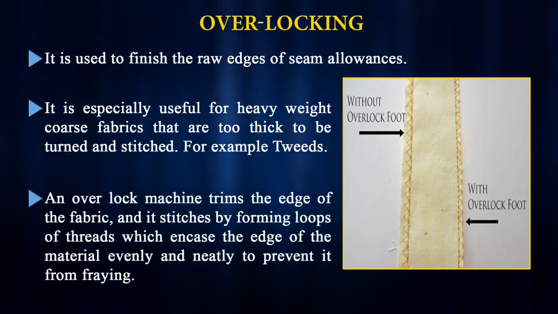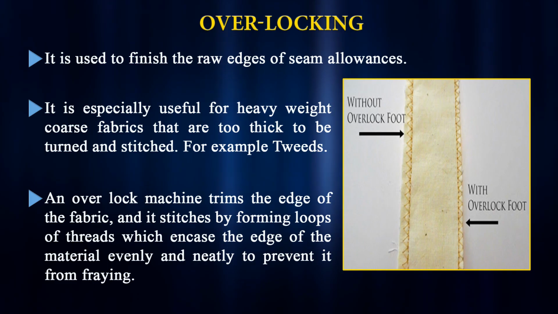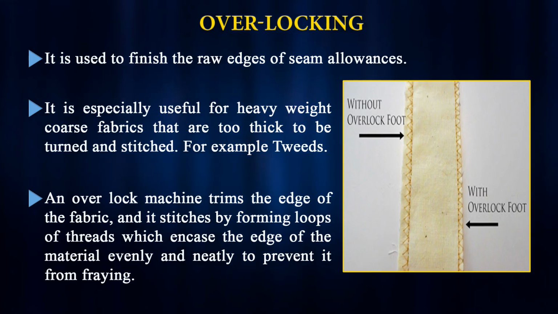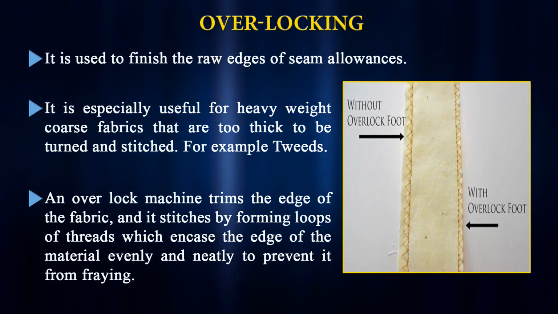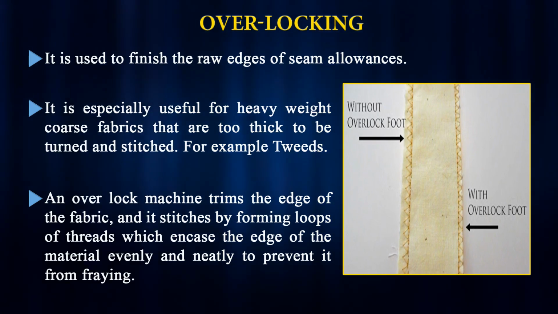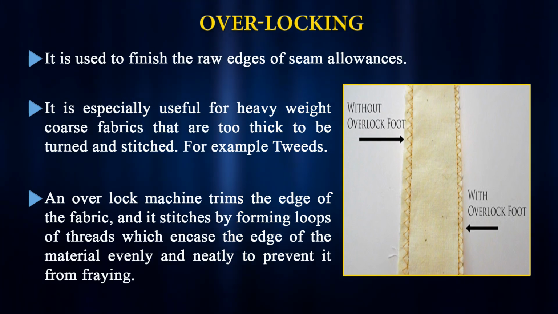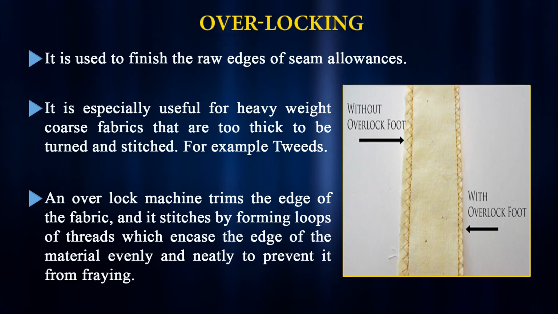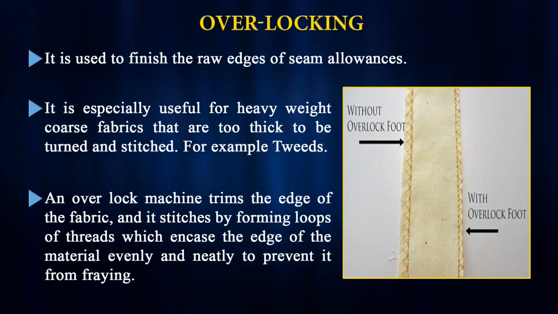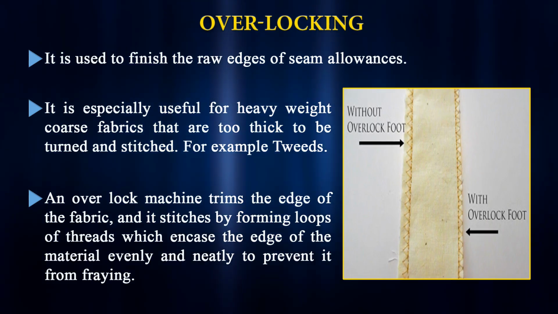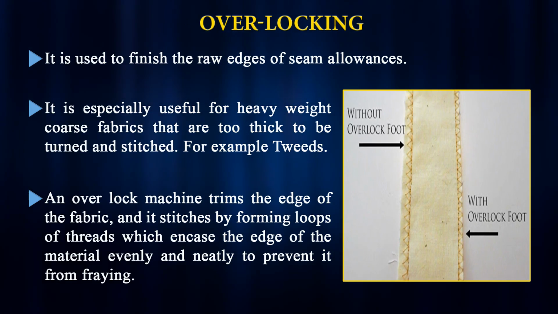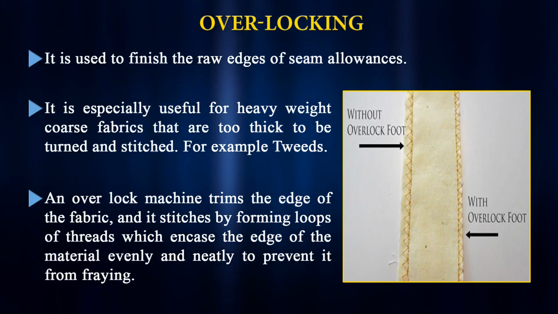An overlock machine is a particular type of machine we use for the overlocking finishes. An overlocking machine trims the edges of the fabric and stitches by forming a loop. So you can see in the picture that we have developed a type of loop at the edge of the fabric, forming a loop of threads which neatens the edge of the material evenly to prevent fraying. So this is one of the processes used for neatening or finishing of the edge or the seam we have done.